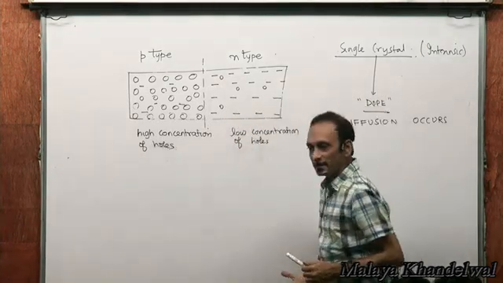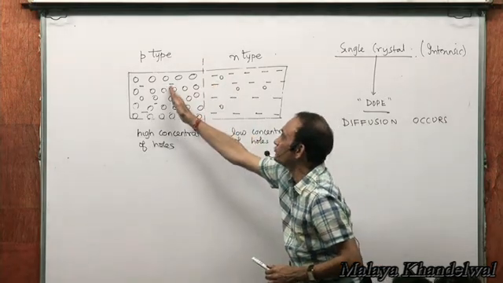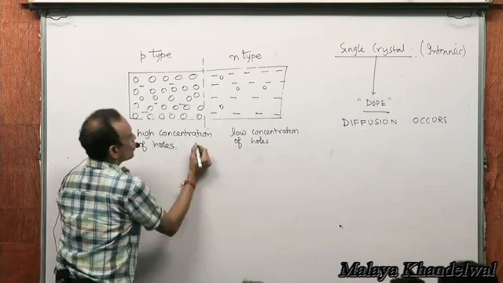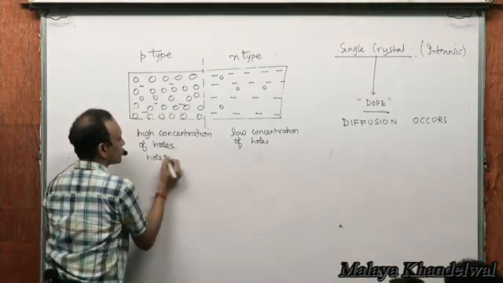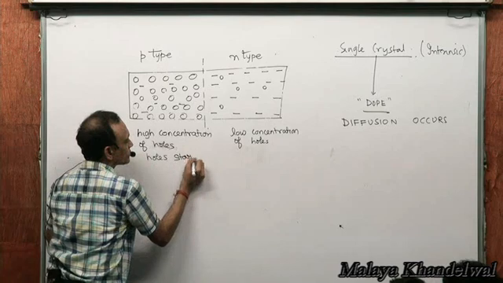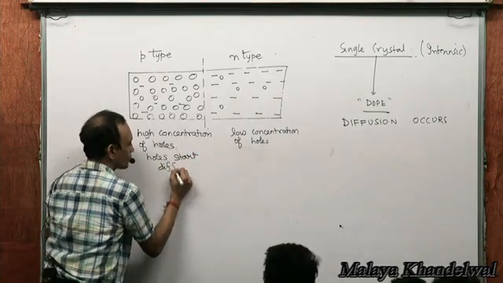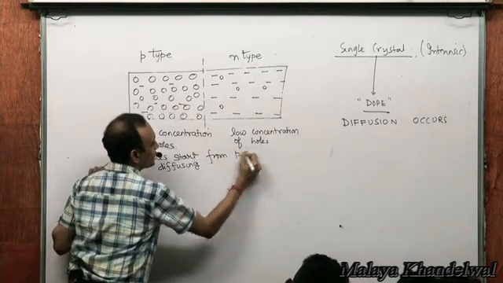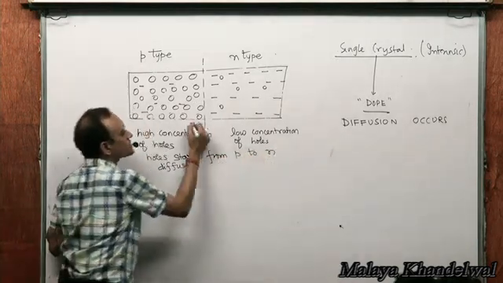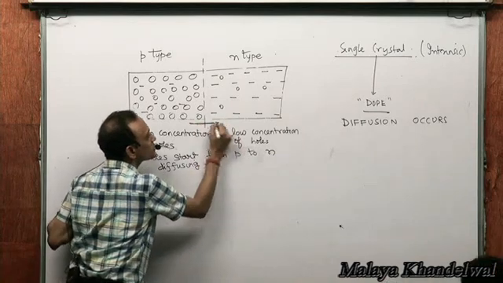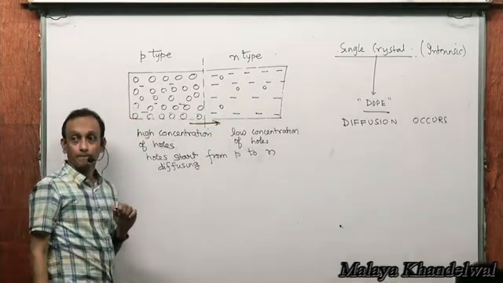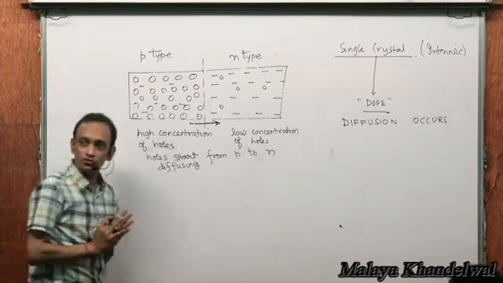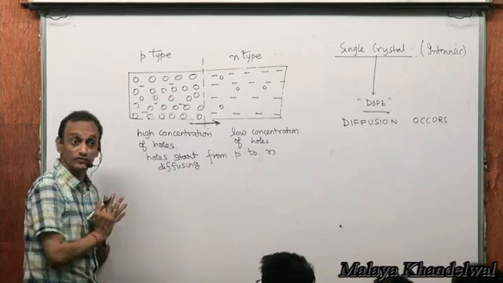Would you then not want to believe that holes will diffuse from the p type to the n type, right? So holes start diffusing from p to n. Holes start to diffuse this way. There is a hole current because of diffusion.